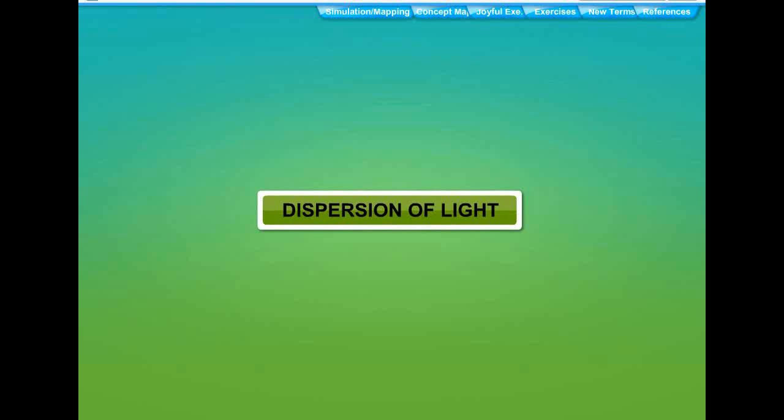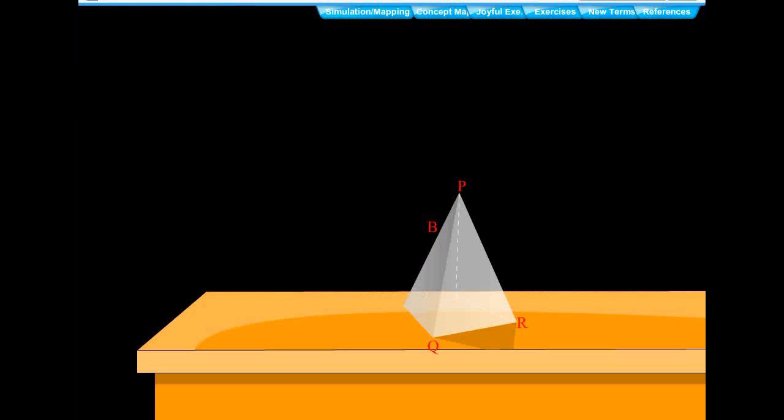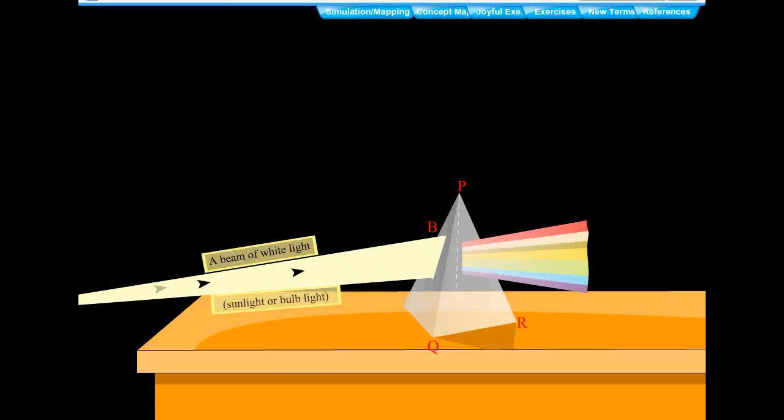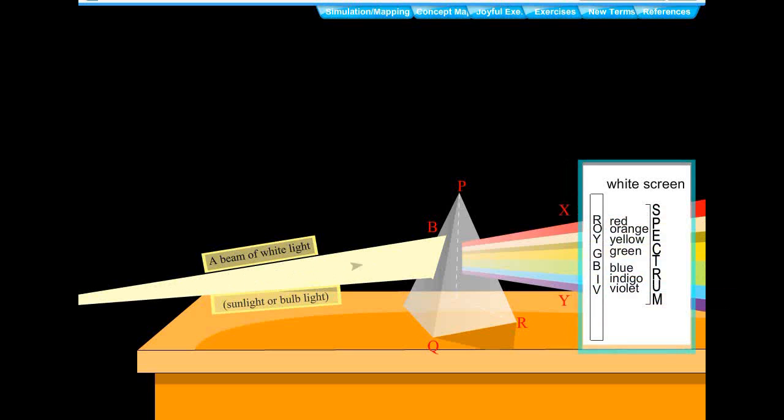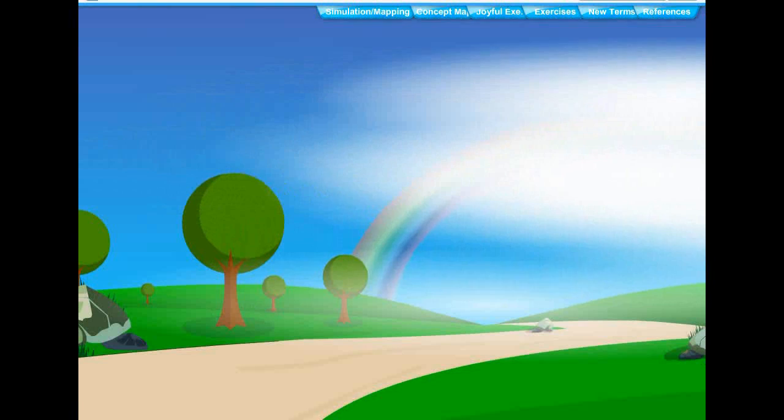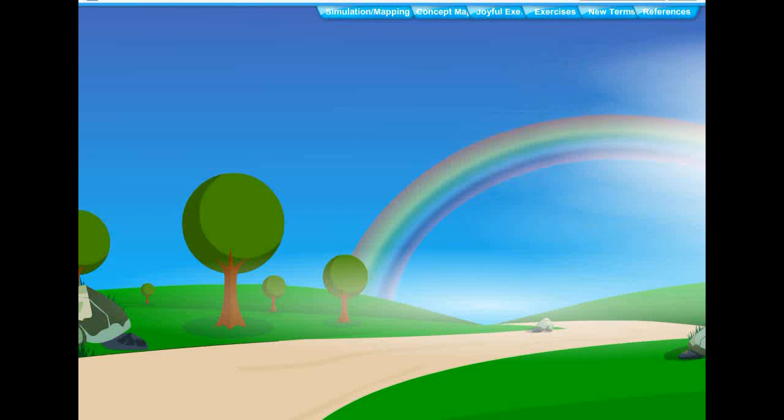Dispersion of light. The phenomenon of splitting of white light into its component colors on passing through a transparent medium like a glass prism is called dispersion of light. The band of 7 colors formed on a white screen when white light passes through a prism or any transparent medium is called spectrum of white light.